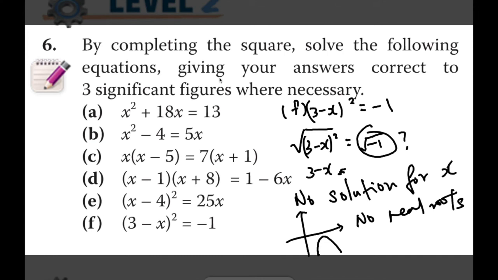One thing you need to take note here is it doesn't mean that there is no answer for 3F. It just means that the answer now is there is no solution for x and there's no real roots. You have to specifically write down this statement here, no solution for x, because this equation has no real roots.